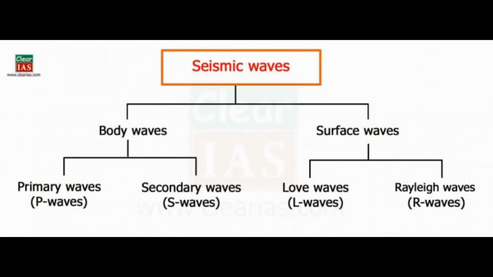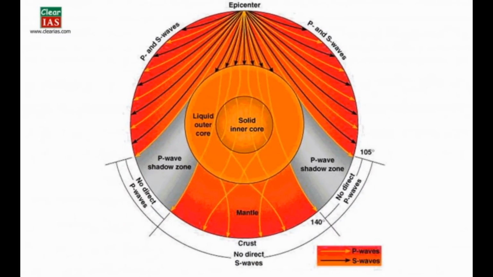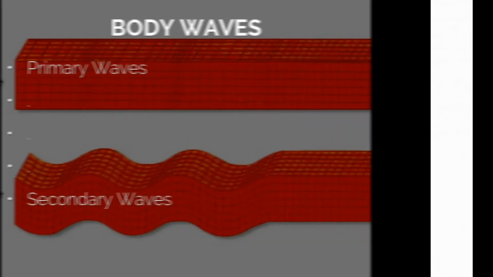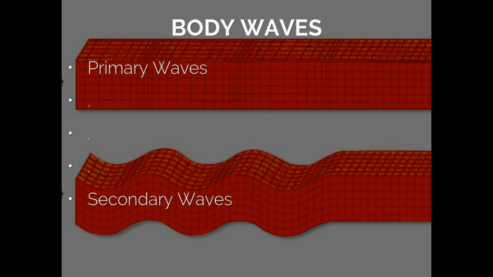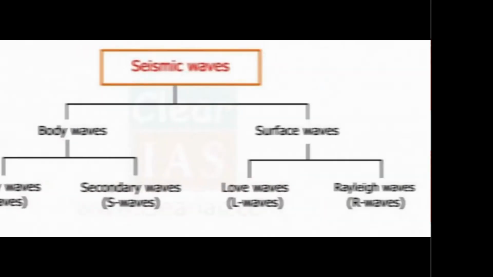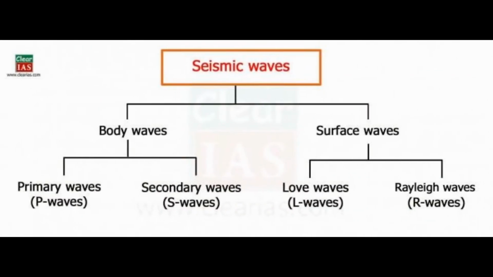Earthquake waves are basically of two types: body waves and surface waves. Body waves are generated due to the release of energy at the focus and move in all directions, traveling through the body of the Earth, hence the name body waves. They travel only through the interior of the Earth. The body waves are faster than surface waves and hence they are the first to be detected on the seismograph. There are two types of body waves: primary waves and secondary waves.